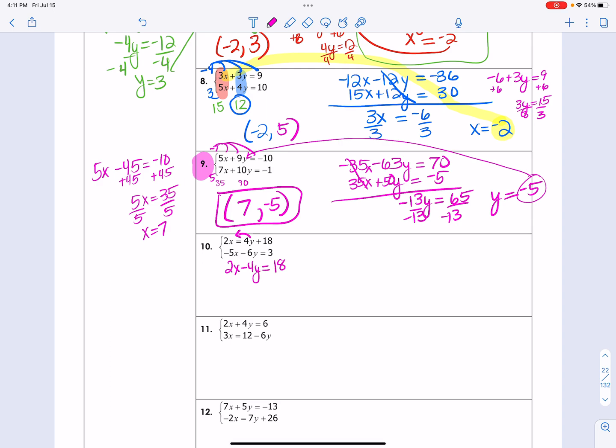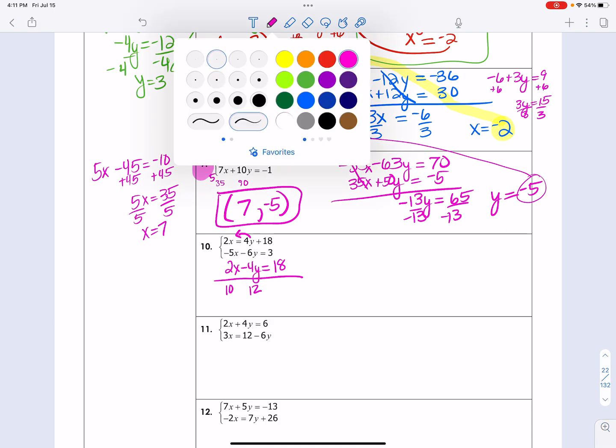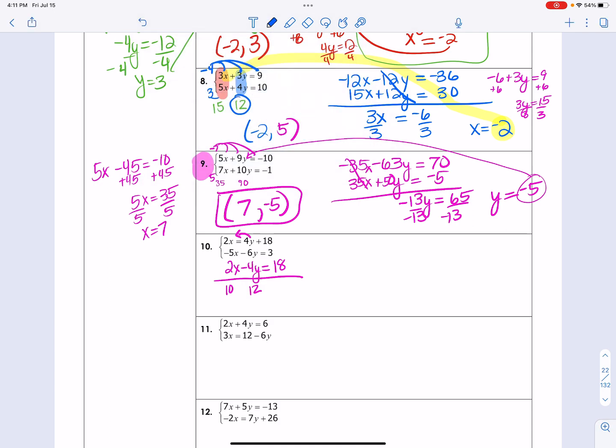Now, once you do that, you have a couple options. You can make the x's both 10s, right? Or you can make the y's both 12s. It doesn't matter, seriously. So I'm going to go ahead and make the x's 10s. So I would times, because the signs are opposite, so then I don't have to worry about changing it.